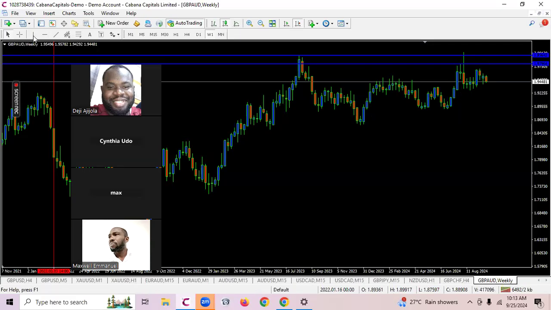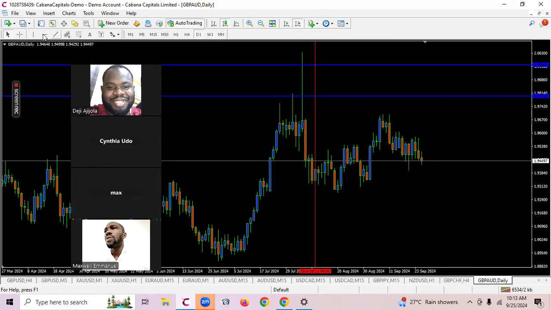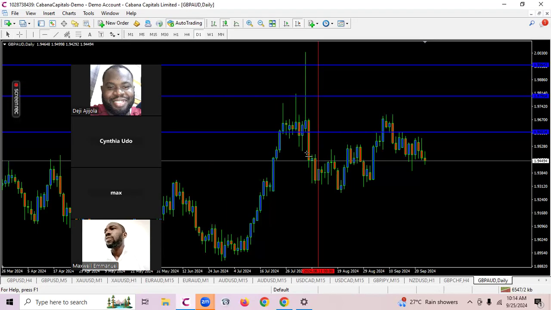Now, after the formation of that shooting star, let's go down to the daily time frame. Probably a fair value gap was created on a daily or 4-hour time frame after the formation of that shooting star. So you can see on the daily time frame, the fair value gap was created there. This gap has been filled. Can you see? The gap has been filled.